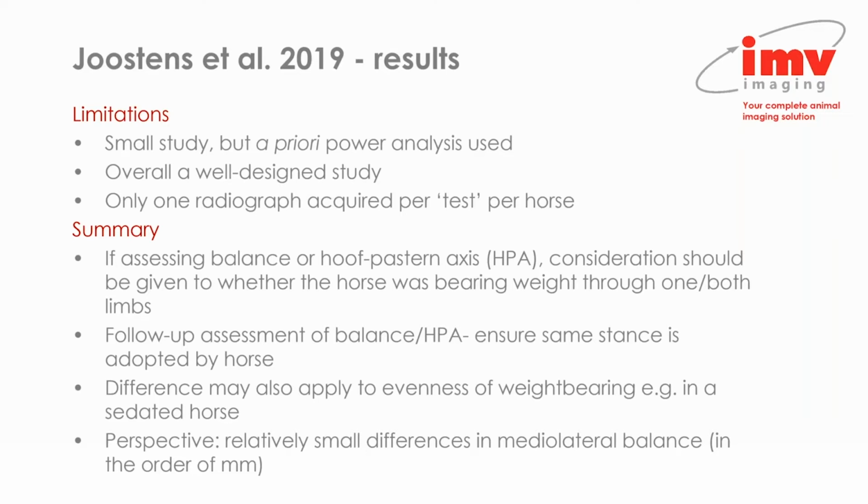Just to bring back a little bit of perspective, they were relatively small differences that were created in the mediolateral balance of the distal interphalangeal joint. It was in the order of 1 millimeter. So I think it's important to be aware of the potential difference that it can make in our measurements, but also be aware of the magnitude that it's likely to create.